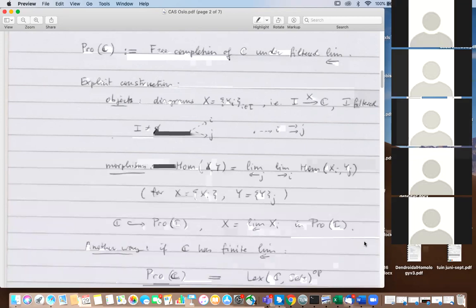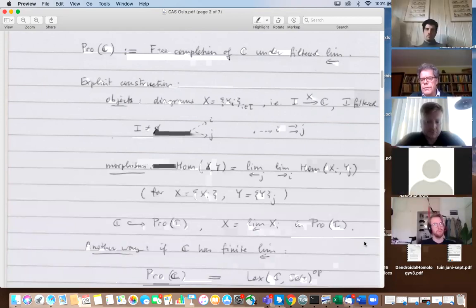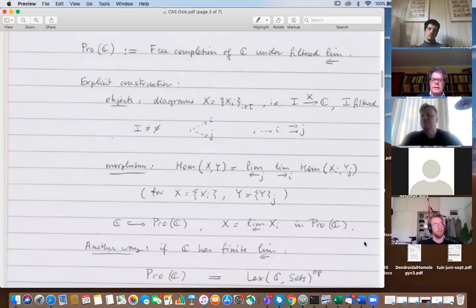free completion under filtered colimits. And you know that the free completion under all small colimits is just the presheaf category. So if you play around with that, it's just a matter of relating these left exact co-presheaves, so to speak, to the fact that they have filtered inverse limits of representables. Or I can say it more clearly in the presheaf case. So a presheaf on C is a filtered colimit of representables if and only if it sends colimits in the index category to limits in sets. So that's the dual case where C has finite colimits.